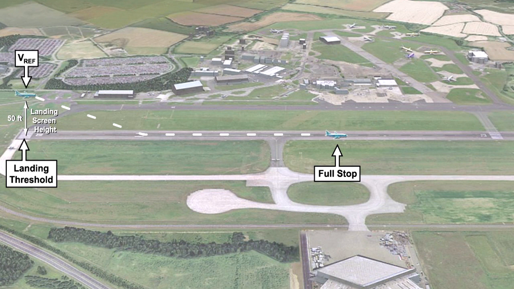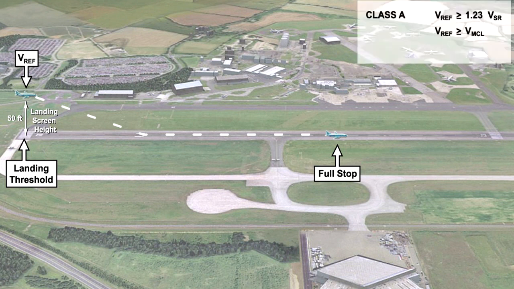At the landing screen height, the aeroplane must have attained the landing reference speed known as Vref. Vref for Class A aeroplanes must be no less than the greater of 1.23 times the stall reference speed in the landing configuration, and the velocity of minimum control in the landing configuration. Vref for all other classes of aeroplane must be no less than 1.3 times the stall speed in the landing configuration.